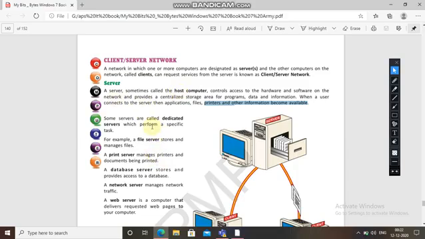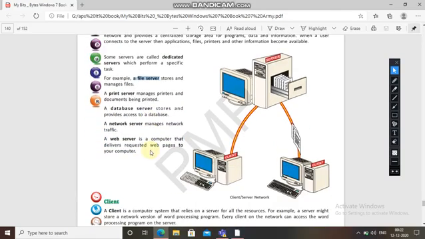Some servers are called dedicated servers, which perform specific tasks. Like a file server: its work is to store and manage files only. Print server: it is used to print the documents. Database server: it is required to store the databases. Network server manages the network, and a web server is the computer that delivers requested web pages to your computer.